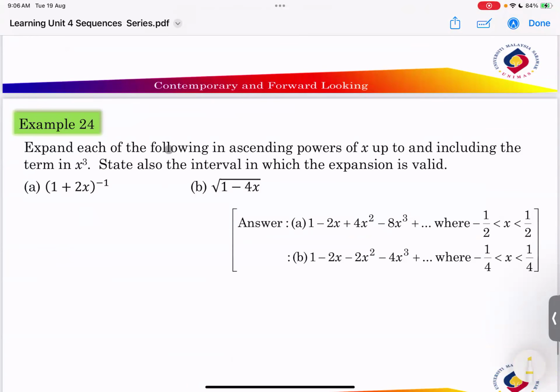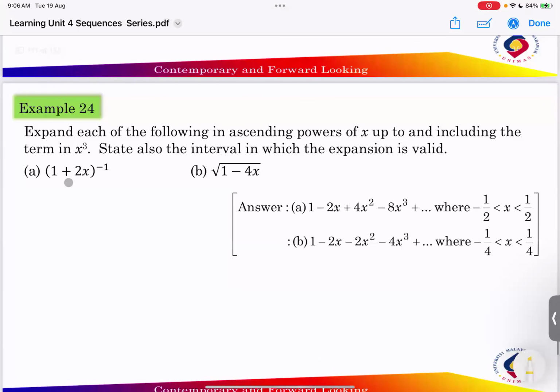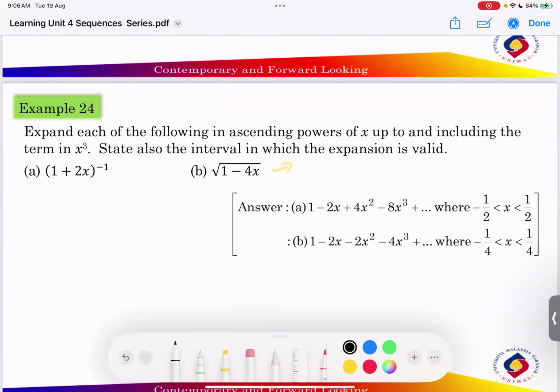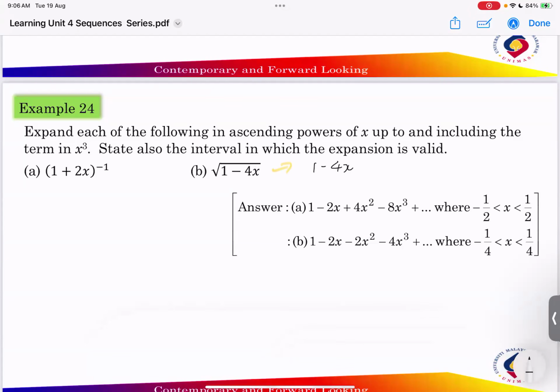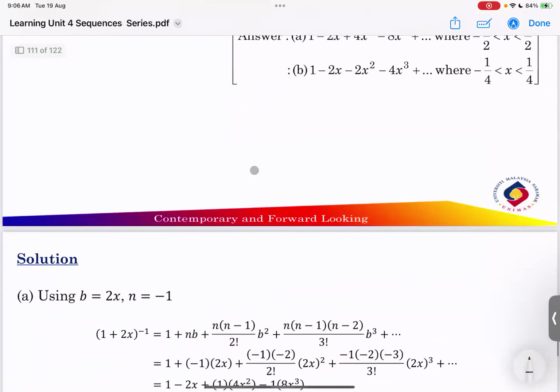Let's see this idea in this example. Expand each of the following in ascending powers of x up to and including the term in x to the power of 3. State also the interval in which the expansion is valid. So let's see: 1 plus 2x to the power of negative 1, and then 1 minus 4x, which we want to convert; this can become 1 minus 4x bracket to the power of 1 over 2.